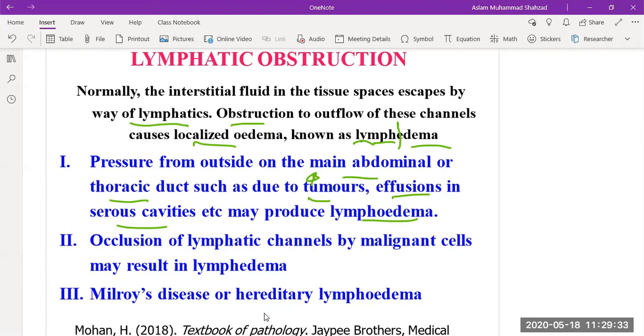The other reasons are, they mention, occlusions of lymphatic channels by malignant cells may result in edema. Again, they are talking about the same thing. Either the obstruction occurs because of the tumor, and that tumor is exerting pressure, and that is why edema occurs, or the lymphatic channels, the channels that are connected throughout the body to different body parts, become blocked because malignant cells prevail through these channels, and they cause lymphedema.